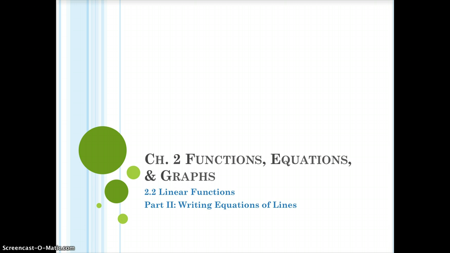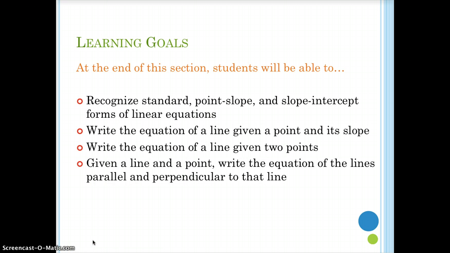So here we are, picking up where we left off in section 2.2, linear functions, part 2, writing equations of lines. Our learning goals for this section are basically to do everything that we can do with lines given any sort of information. So, recognize standard, point-slope and slope-intercept forms of linear equations. You can already do that. If you remember, you can look back at your notes at that list of equations that we wrote at the beginning of this section as a refresher.